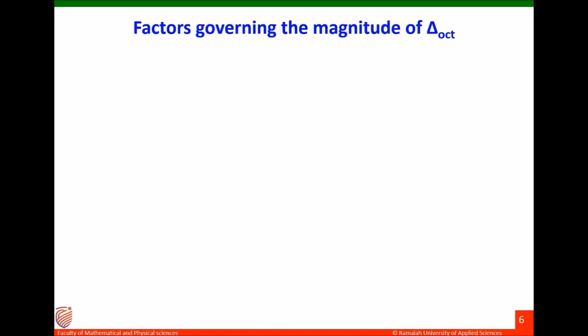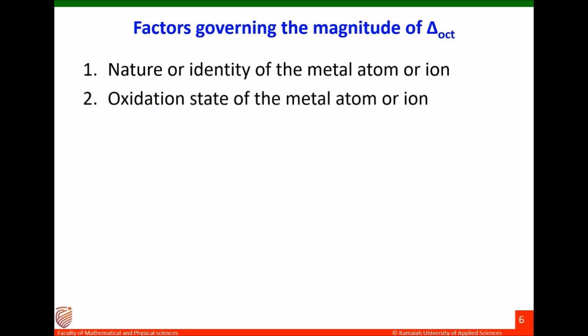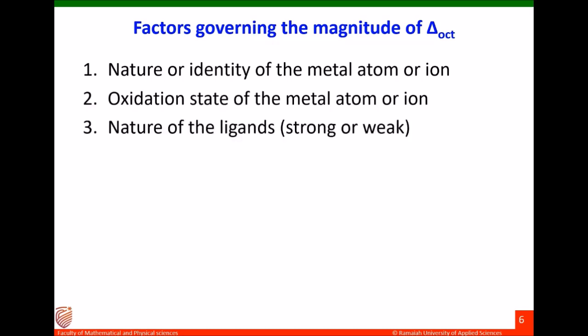Now we will study the factors governing the magnitude of delta octahedral. There are mainly three factors affecting the magnitude of delta octahedral in a coordination complex. They are: first, the nature or identity of the metal atom or ion; second, the oxidation state of the metal atom or ion; and third, the nature of the ligand, whether it is strong or weak.